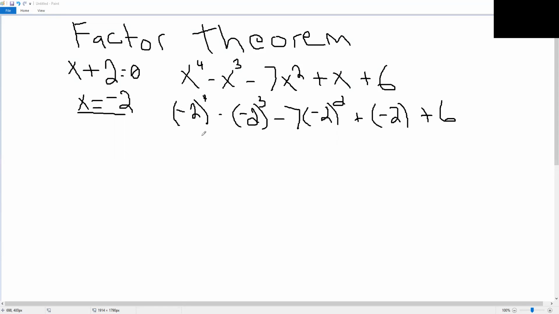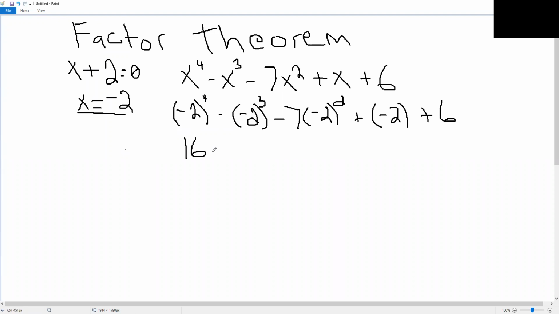Now, what happens to the negative? Well, a negative times a negative is a positive, and a positive times a negative is a negative. That's 4 of them: 1, 2, 3, 4. So actually, -2 times -2 times -2 times -2 to the 4th is actually 16.